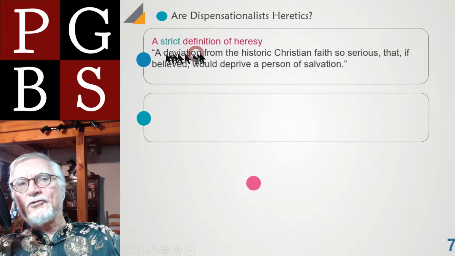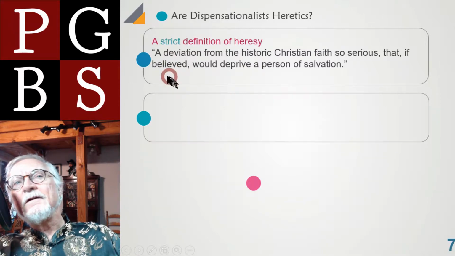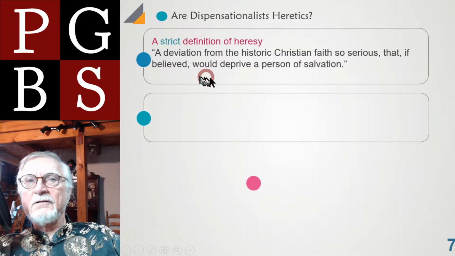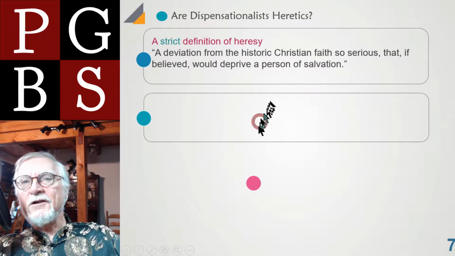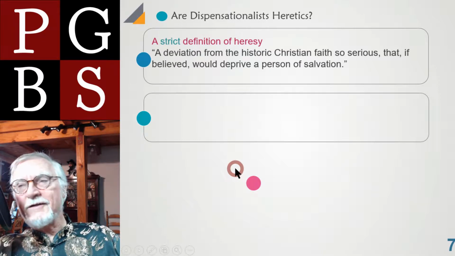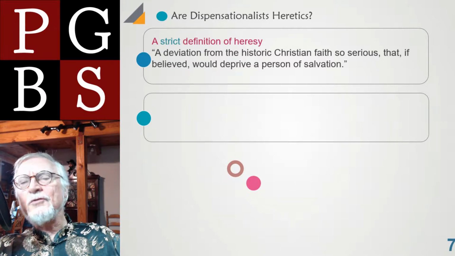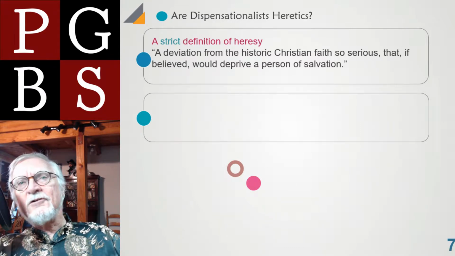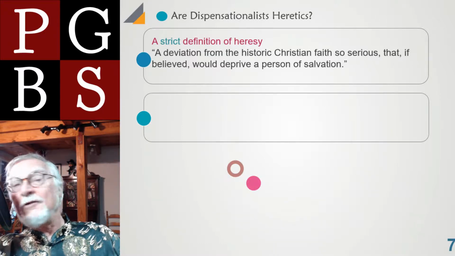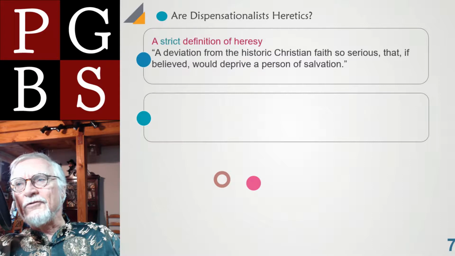But I've come up with a strict definition of heresy and a loose definition of heresy. The strict definition of heresy, according to me, is this: a deviation from the historic Christian faith so serious that, if believed, would deprive a person of salvation. In other words, heresy causes you to go to hell. Now, that's how I like to use the term. I don't use it very much, only if I can find somebody that's just completely outside the faith. And I know there's a lot of people that have a lot of screwy doctrines that are still Christians. They've still been born again by the Spirit of God, and they're going to be in heaven, but they're still screwy in their doctrine. But I don't call them a heretic. I just call them an errorist.